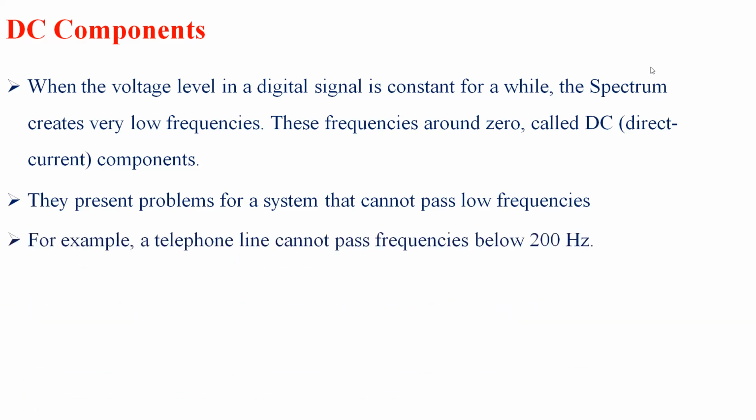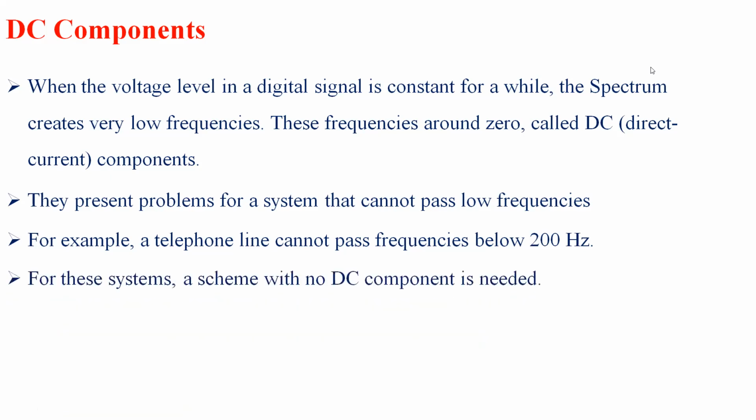For example, a telephone line will not pass frequencies below 200 hertz. So for these systems, a scheme with no direct current component is needed. A scheme which does not use the direct current component is needed for the telephone line.